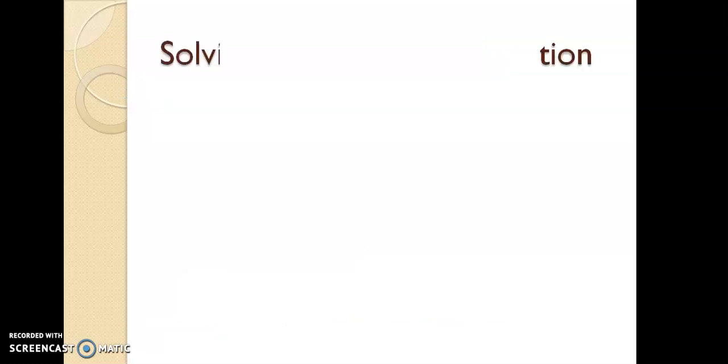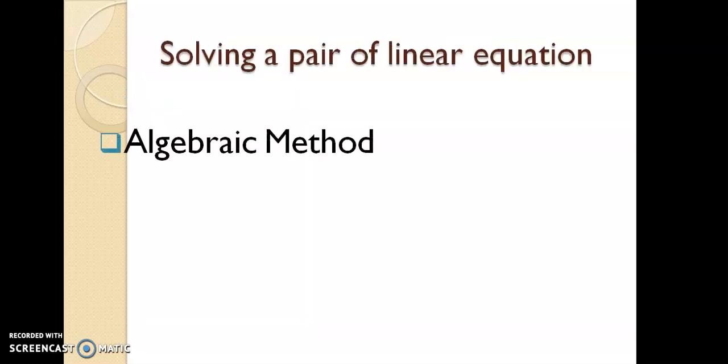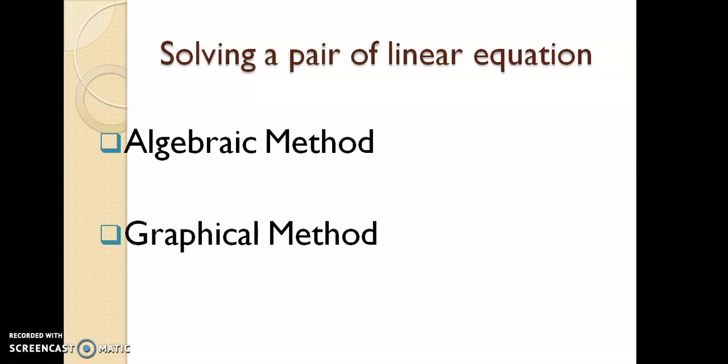And for solving a pair of linear equations, two methods are available. These are the two sections of our lesson. One is the algebraic method and the other is the graphical method. We are going to solve a pair of linear equations using these two methods only. So your chapter contains two sections: the first is the algebraic method and the second is the graphical method. Let us see them one by one.